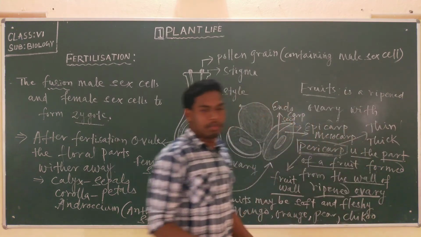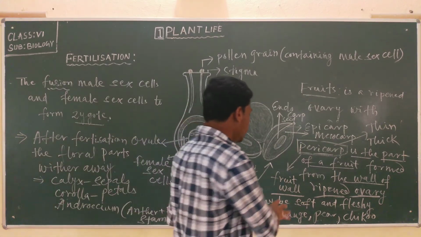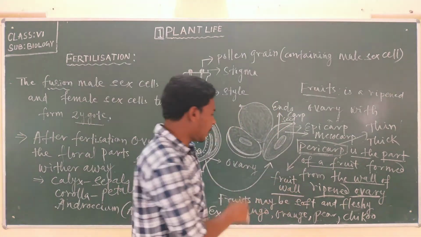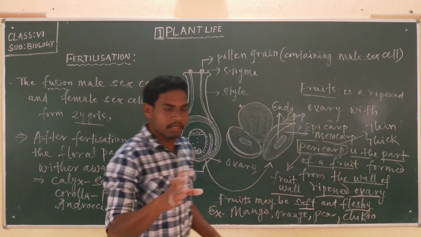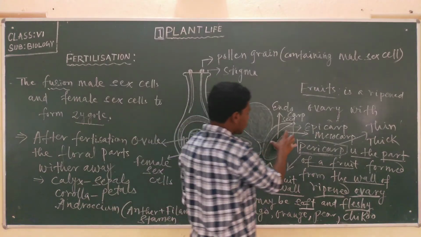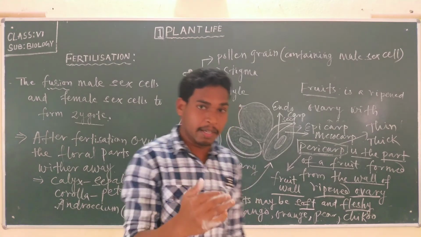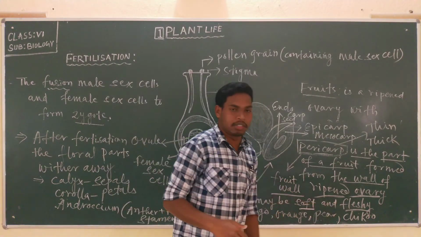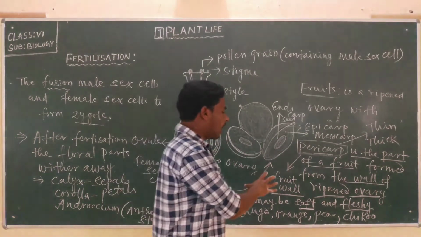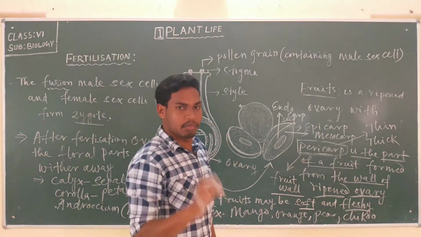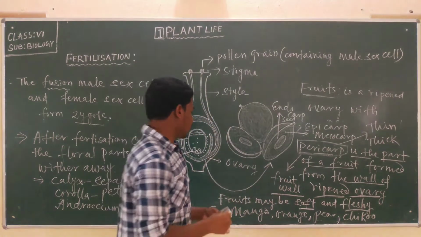These are some of the fruits which are soft and fleshy. That means the pericarp is soft. The pericarp layer is very soft and fleshy, and there may be fruits which are very hard. Fruits may be hard because of the pericarp.